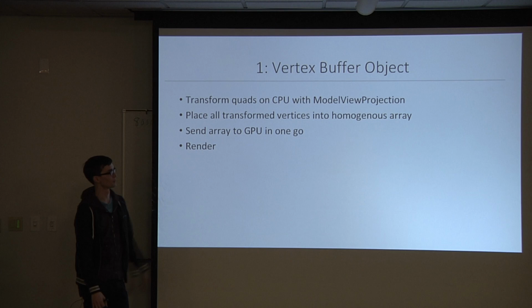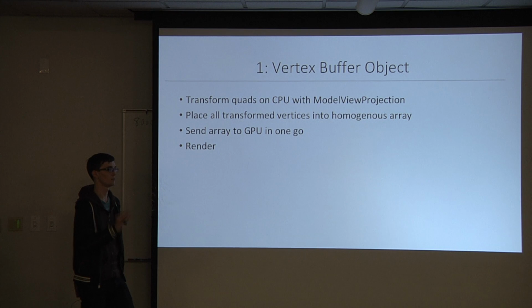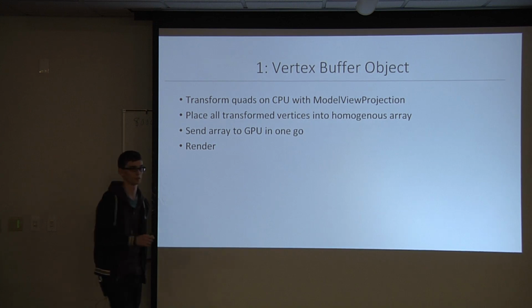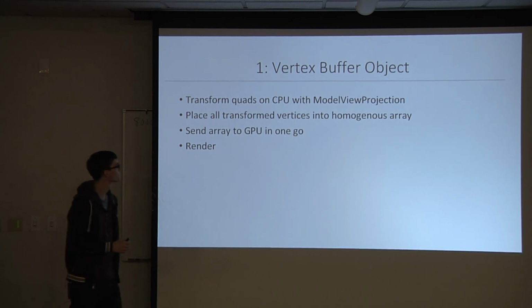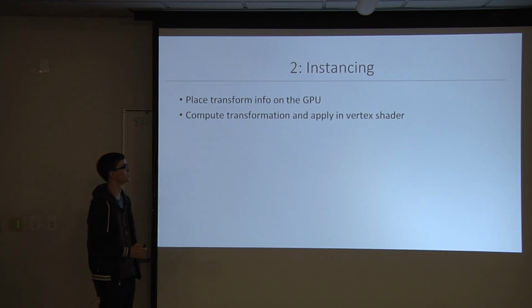Usually you'll use a dynamic vertex buffer for this. My preferred method of sending data to the GPU like this is what's called buffer orphaning. I don't talk about it here, but if you're interested, you can email me after. But anyway, the point is to send things to the GPU in one go.